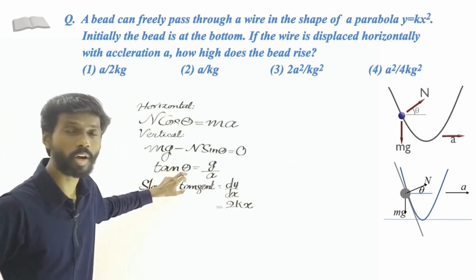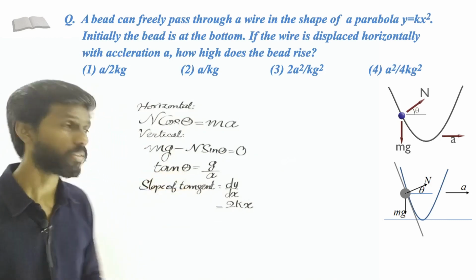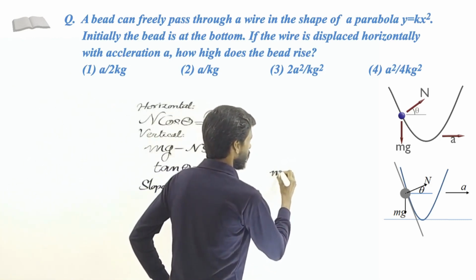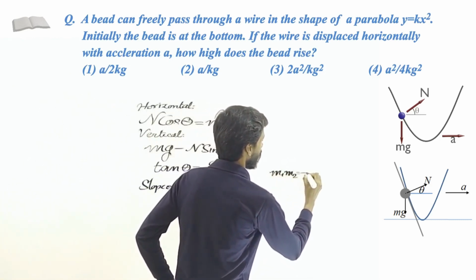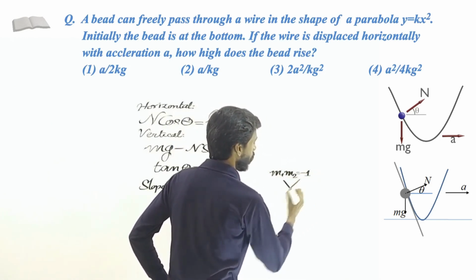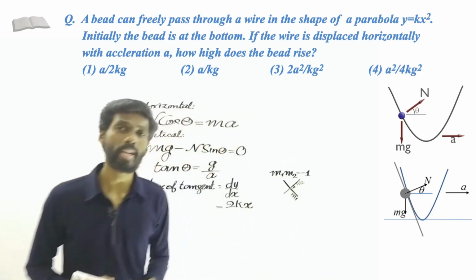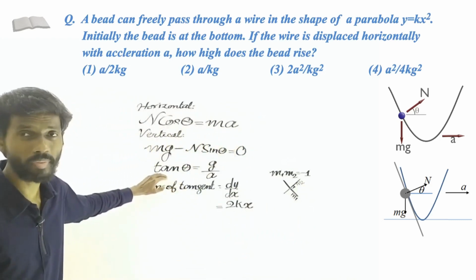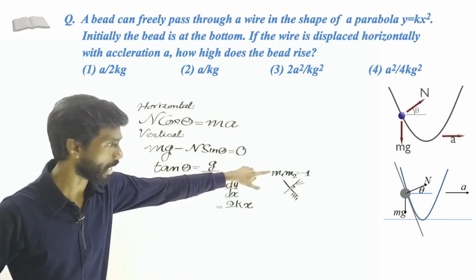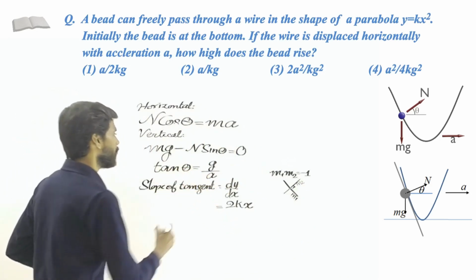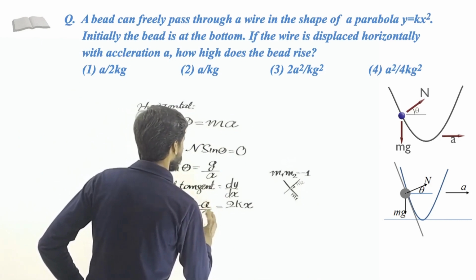Now we have to find the slope of tangent. How to find it? We know that when two lines are perpendicular, the product of slopes equals -1. So this is tangent and normal, these are perpendicular, their slopes are m1 and m2, so the product is -1. This is the slope of normal, so the slope of tangent is -1 by m2, the negative reciprocal. So it is minus a by g.